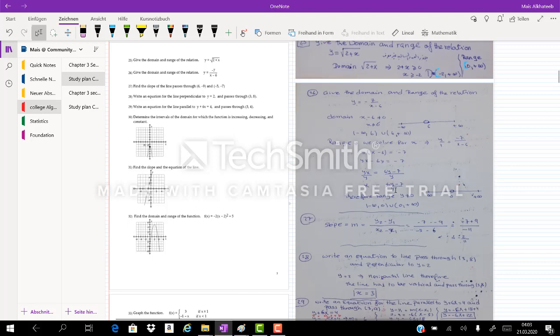So it will be undefined if y equals 0. So y has not to be 0. That means the range will be minus infinity to 0 union 0 to plus infinity. This was about the domain and the range. Now, this is a very important question, so I will put a star about it.